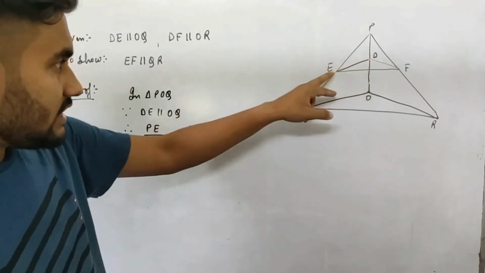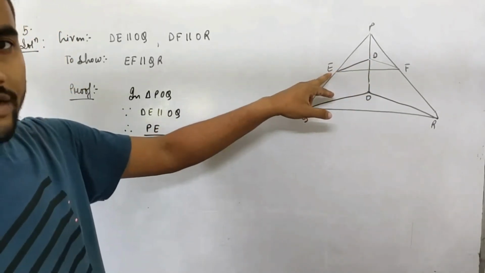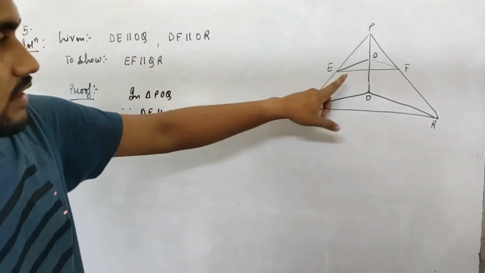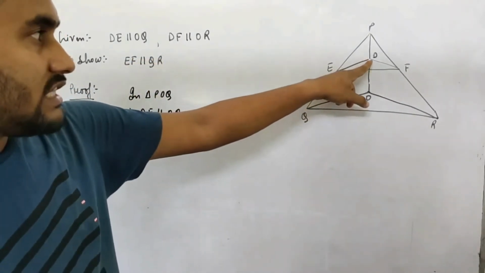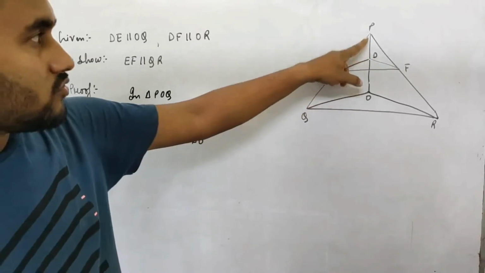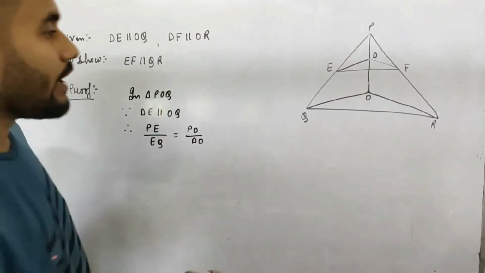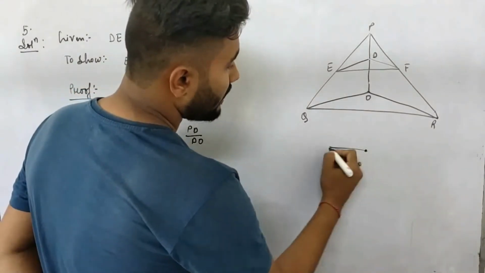So DE, over here it is intersecting, right? So one will be what? PE by EQ. DE, over this D point also it is intersecting. So another will be what? PD by DO. Understood? You have to see where this parallel is touching. Where is this parallel touching?